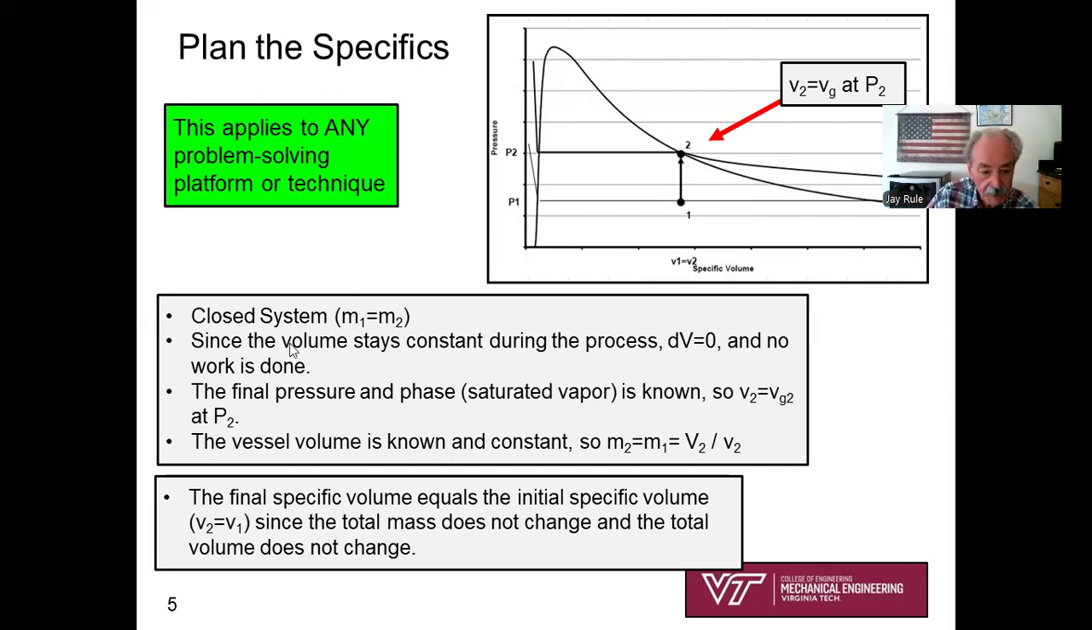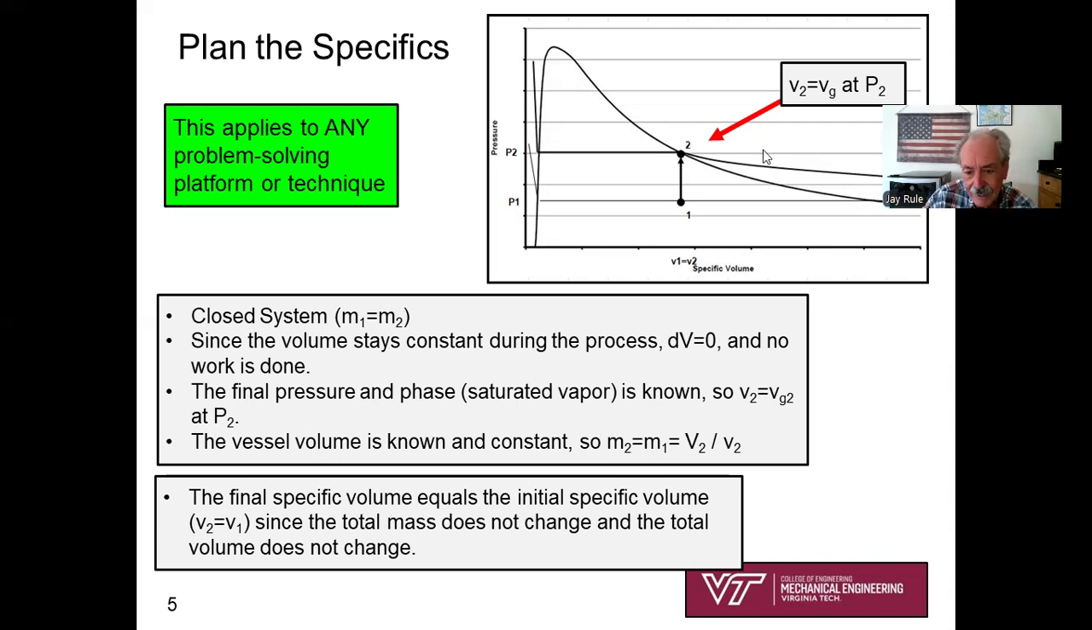You visually see that with your PV diagram. All right, closed system. Since the volume stays constant, no work is done, just covered that. The final pressure and the phase is known. So V2 is VG2, see that on the PV diagram. And another thing to see is that since the mass is fixed and the volume is fixed, then you can determine the mass, M1 equals M2, just equals M.